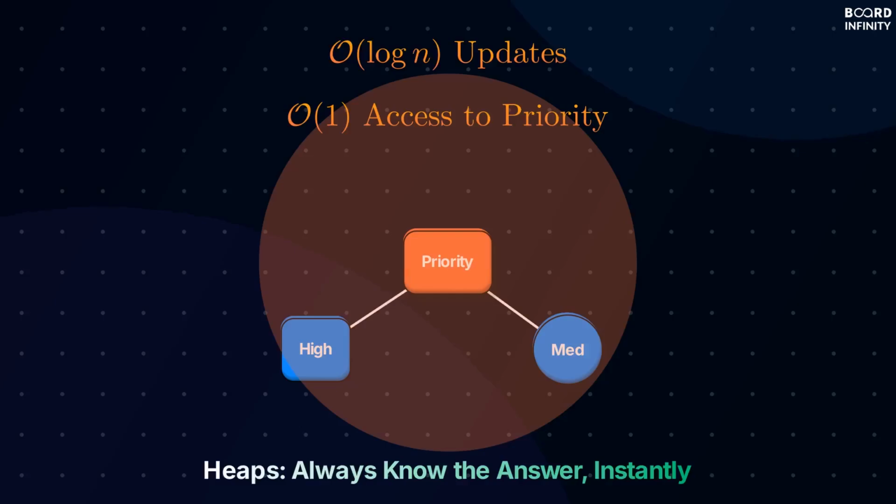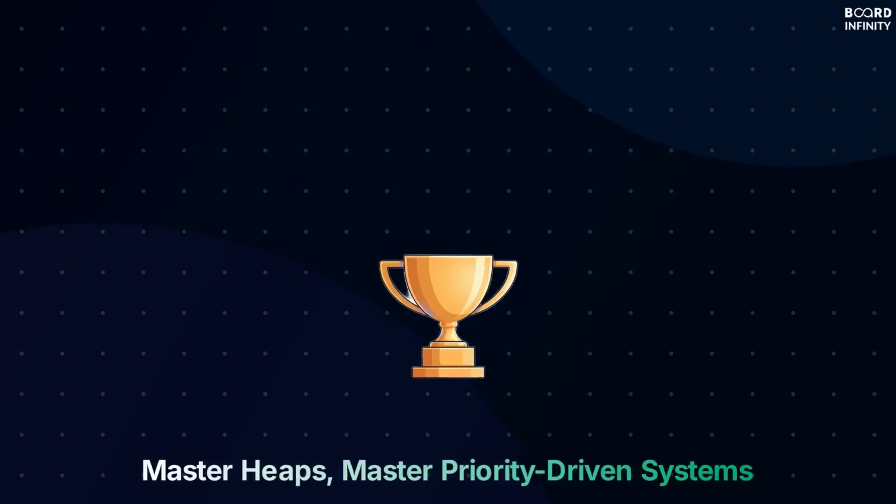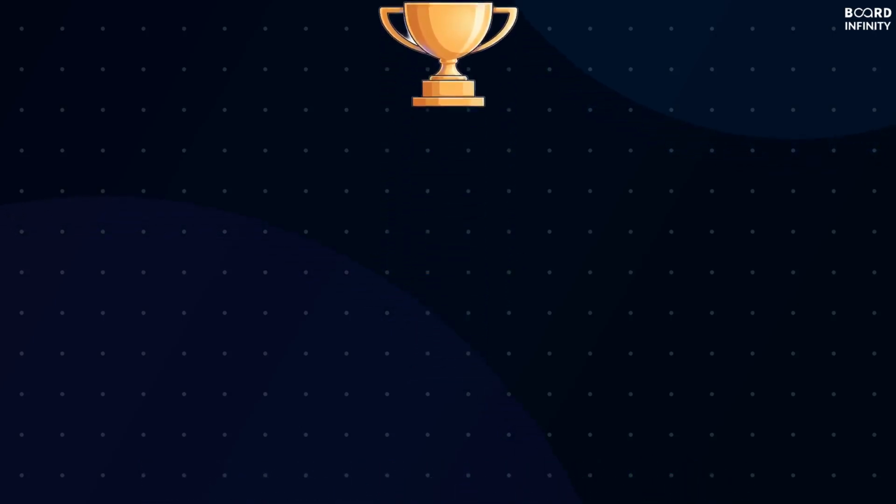As the amount of data grows, the cost of maintaining order grows surprisingly slowly. Mastering heaps means mastering priority-driven systems. Understand heaps, and you understand one of the most powerful decision-making tools in computer science.